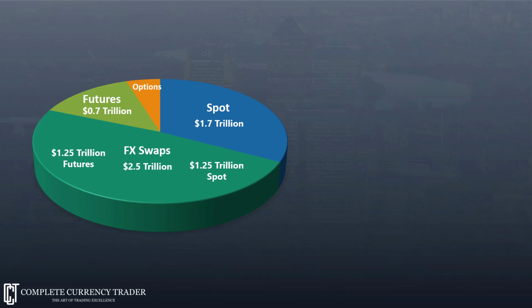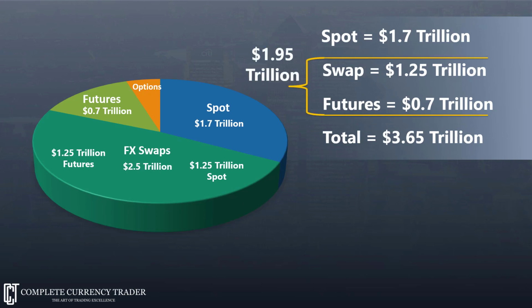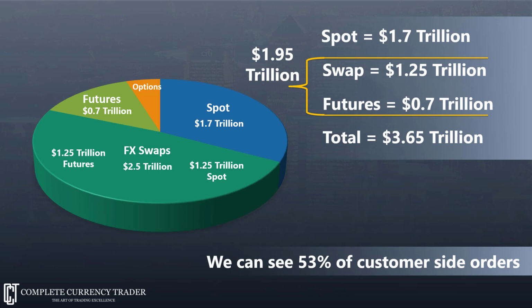So we add that to the $1.5 trillion worth of spot trades in the swap market, and we're now measuring $1.95 trillion worth of transactions from that total of $3.65 trillion. So we're actually seeing 53% of the real customer side orders that are being executed.